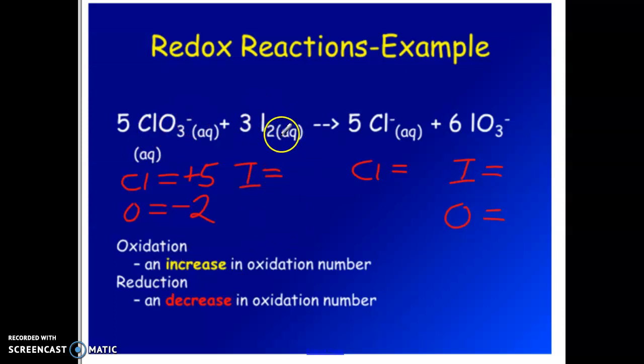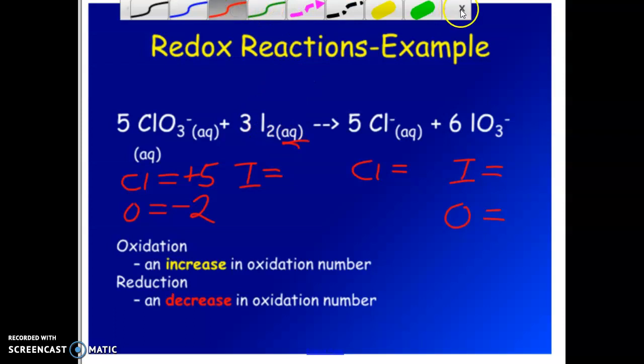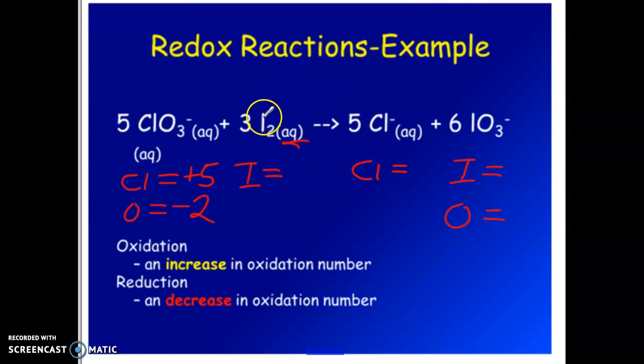Now iodine here, even though this is not in its elemental form, this iodine has to add up to 0 because it's a neutral structure. So what I mean by that is iodine would typically be a solid in its elemental form. But in this case, it has to add up to 0 anyways. So the only way for this to be a possibility is for each one of those iodines to be a 0 regardless. Okay?